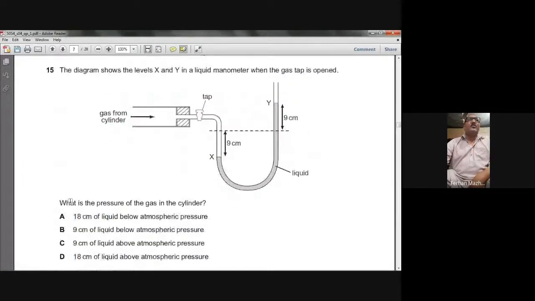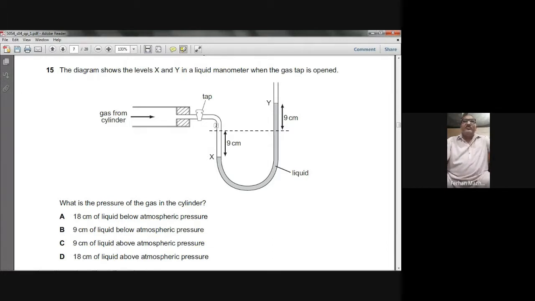The next question is question number 15, showing up on your screen. The diagram shows the levels X and Y in a liquid manometer when the gas tap is opened. You see, here we have a gas cylinder. Here we have a manometer. This side is open to the atmosphere. In both the limbs of the manometer, we have some liquid. It might be, I think, mercury. It's normally mercury. And you see here is the difference between the levels of the mercury in both the limbs.